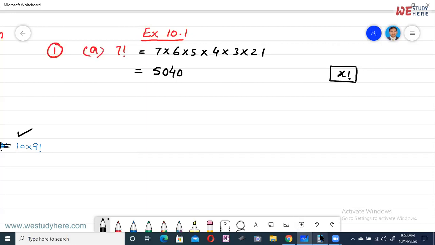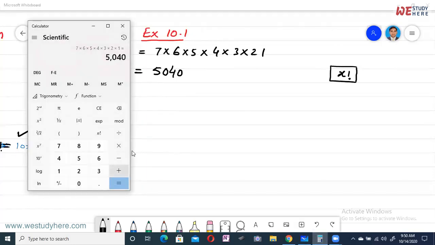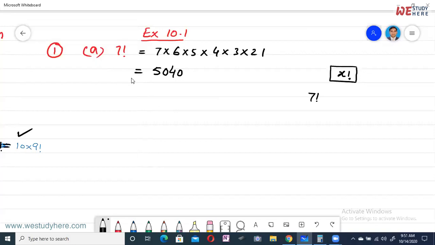Now we will check 7 factorial. This key is n factorial. Then you press this key. Look, 5040. It means 7 factorial is equal to 5040. You can cross-check like this with your calculator.